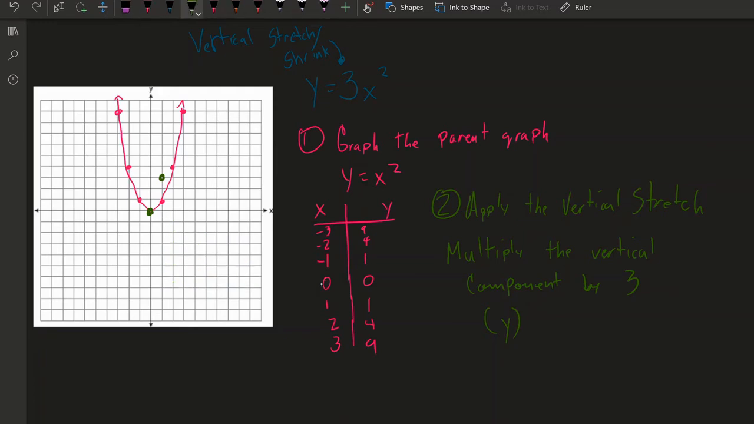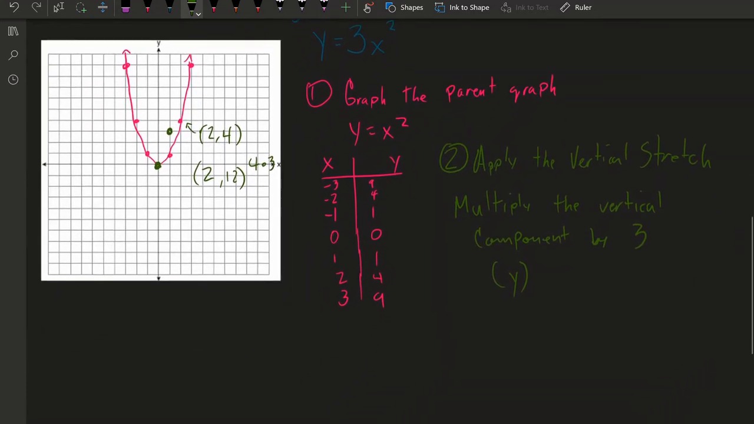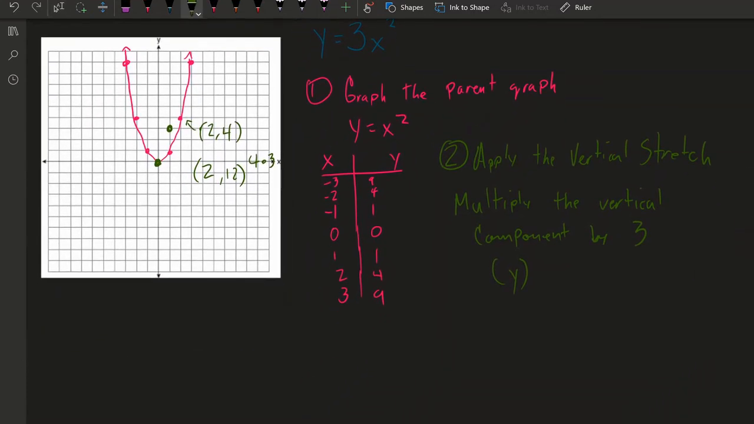Now this point is 2, 4. I'm going to leave the x alone because x is horizontal, not vertical, and then I'm going to multiply the y value by 3. 4 times 3 is 12. Now I know that my graph here only goes up to 10, and so that means that right up here is 10. I'm going to have to go 11, 12, and have a dot right here.